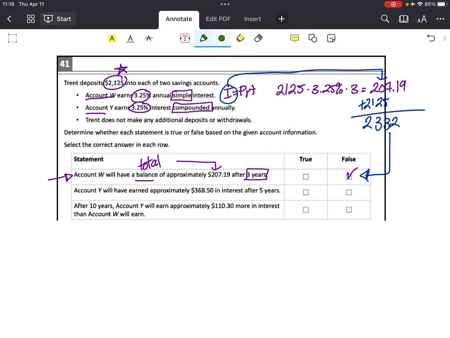The next statement says that account Y will earn approximately $368 in interest after 5 years. So account Y is compound, so I have to use a different formula. That's A equals P(1 + r)^t. These formulas are on your reference sheet, so make sure that you are using that to your advantage.